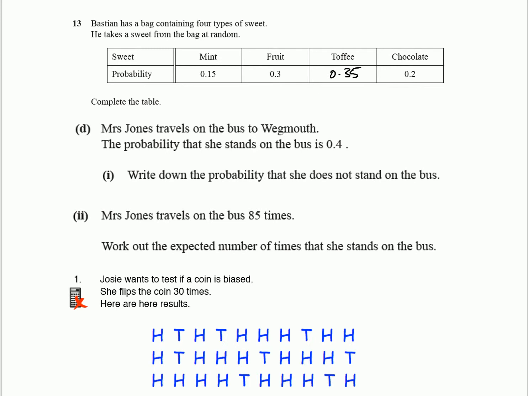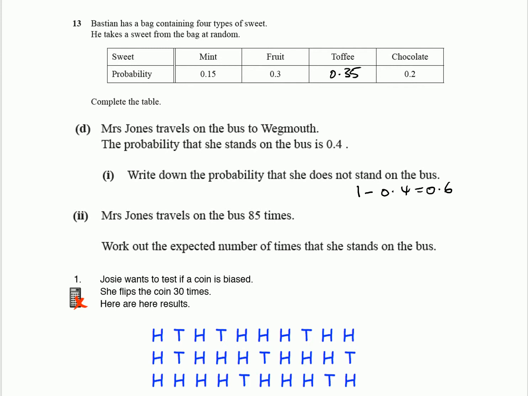Mrs. Jones travels on the bus to Wegmouth. The probability that she stands on the bus is 0.4. Write down the probability she does not stand on the bus. Remember, the not is 1 minus our probability, that's 0.6.